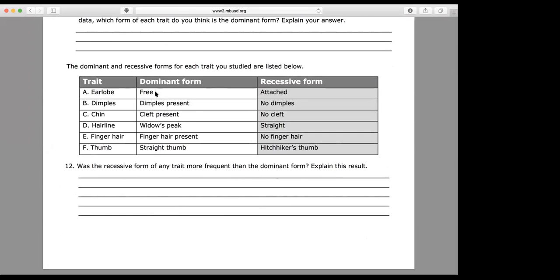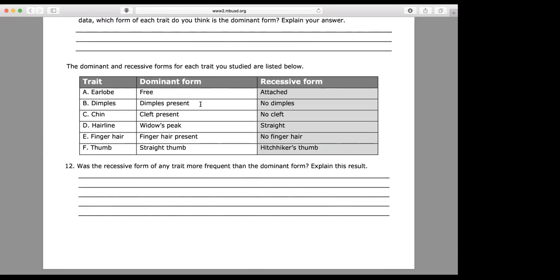So having a free earlobe that's not attached is actually dominant. So if you have that and your parents have that, or your parents both have it, you for sure are going to have a free earlobe. If both of them have attached, then you will have attached because it'll have two recessive forms. Dimples, most of the time, if you have a parent that has dimples, you're probably going to have dimples as well because it is dominant.